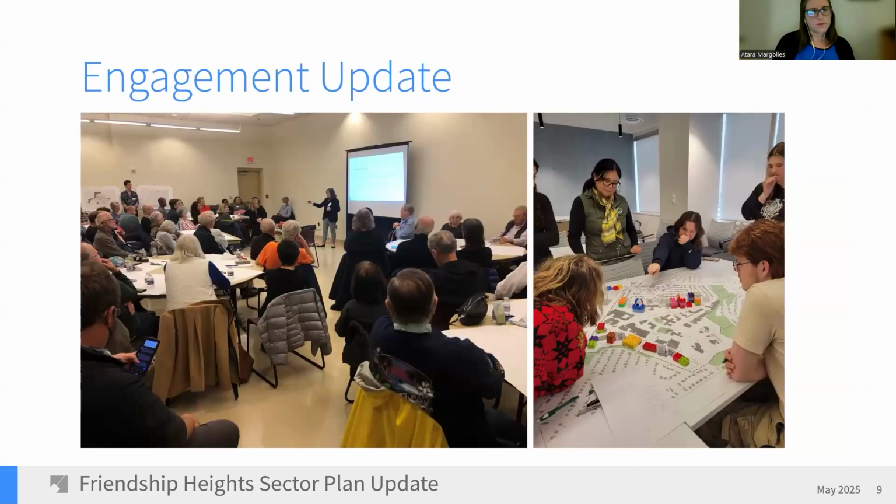Since the fall of 2024, we've held some large engagement events and some smaller ones. On the left is an image from the plan kickoff event from November. And we've also been at the Village of Friendship Heights many times. We've met with other individuals and groups throughout Friendship Heights and in the neighboring communities around Friendship Heights. And we recently conducted a fun engagement event, which you can see on the right, with the Friendship Heights Alliance Youth Advisory Council, which was great and a way to engage teenagers in the plan.